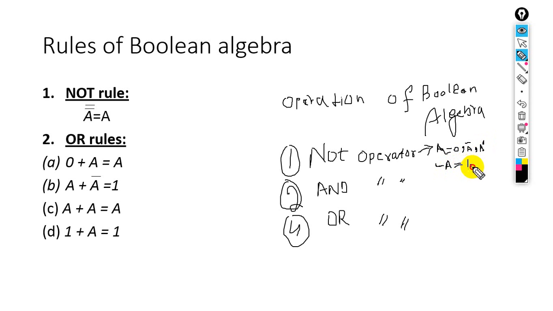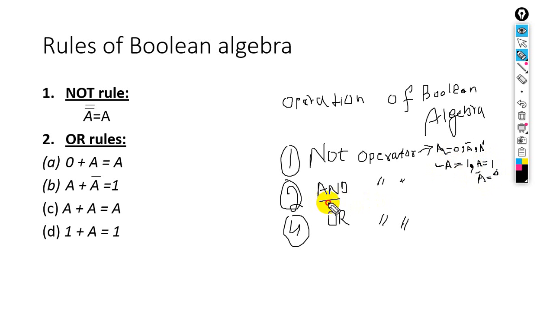Just like the NOT gate, when the input is 1 the output will be 0, and when the input is 0 the output will be 1. So when a is equal to 0, not a will be equal to 1. If a is equal to 1, then the negation, not a, will be equal to 0. So the value will be inverted. This is called the NOT operation.